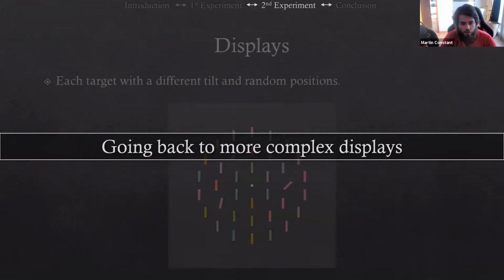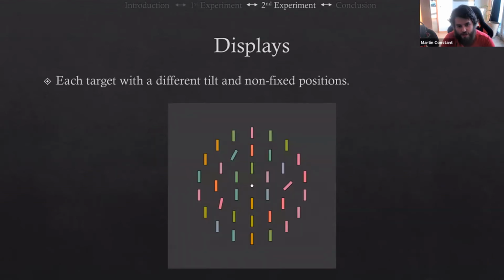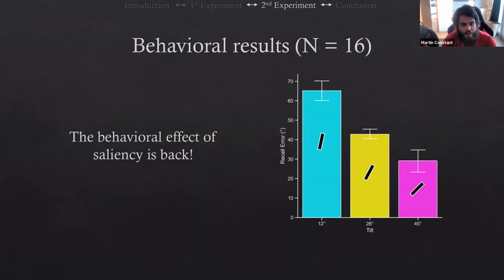But what happens when we go back to more complex displays as the one we had in our previous experiments? And here the displays are different in that they are more complex by virtue of each target being present in each display. So in each display, there's a 12 degree bar, a 28 degree bar, and a 45 degree bar. And the positions are now random or not fixed to one side or the other. The behavioral effect of saliency is back, and that is still nice to see.